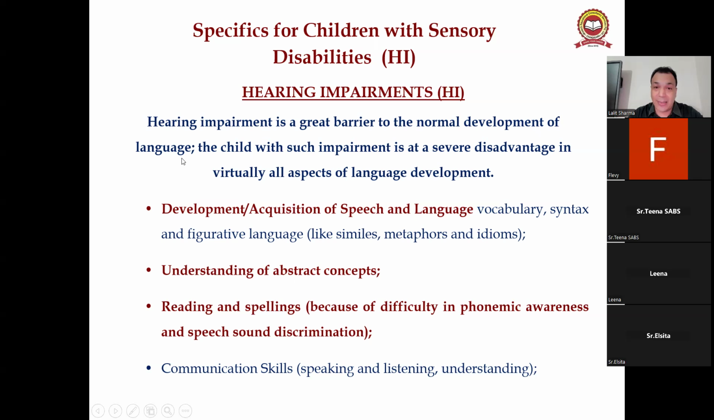Look, this also came in this. This also includes that the child with such impairment is at a severe disadvantage in virtually all aspects of language development. Development, acquisition of speech and language, this also comes under hearing impairment. Understanding of abstract concepts, reading and spelling, all of these also come under hearing impairment.